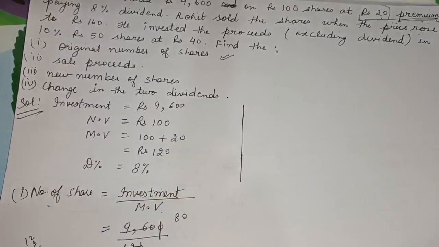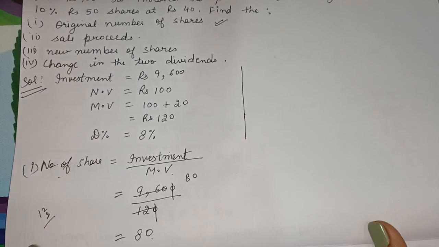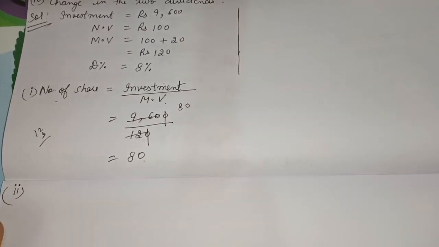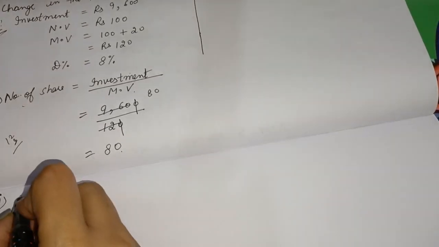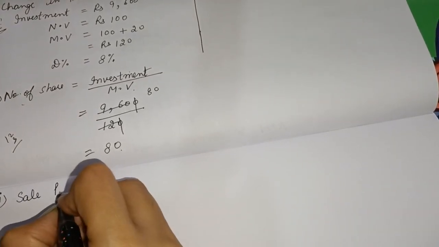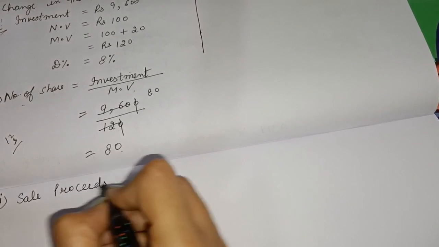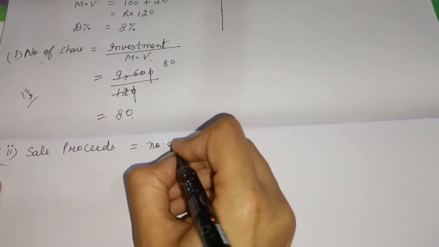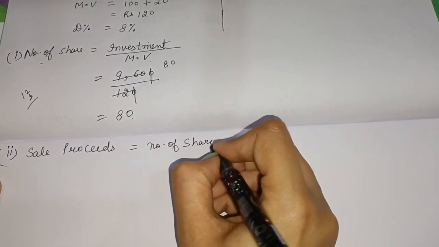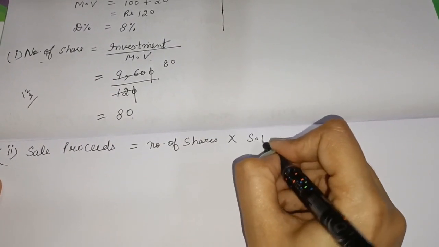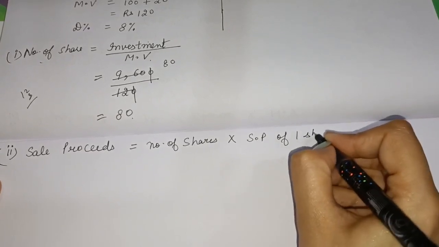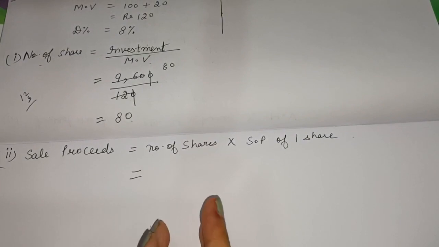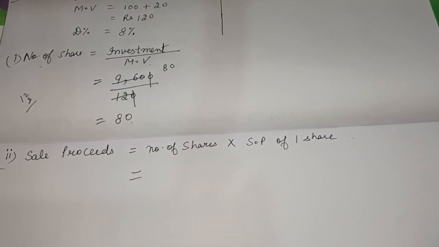Now sale proceeds we have to find. Regarding sale proceeds, we have done it in some other questions also. So in sale proceeds, what is the formula? Direct formula I have told you. Sale proceeds is equal to number of shares into selling price of one share.